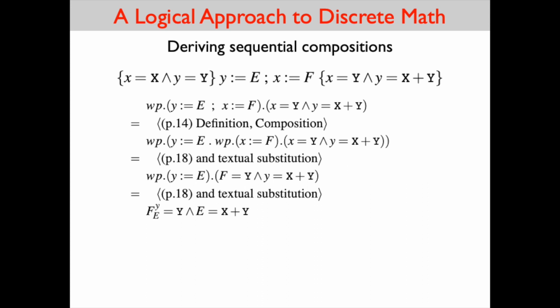Okay, so now where do we go from here? First, we assume the conjuncts x equals rigid x and y equals rigid y. That means we can replace the rigid x and the rigid y with x and y respectively in the expression. So that gives us the following. We bring down the f with y replaced by e, and then we have e equals x plus y. But now what do we do?